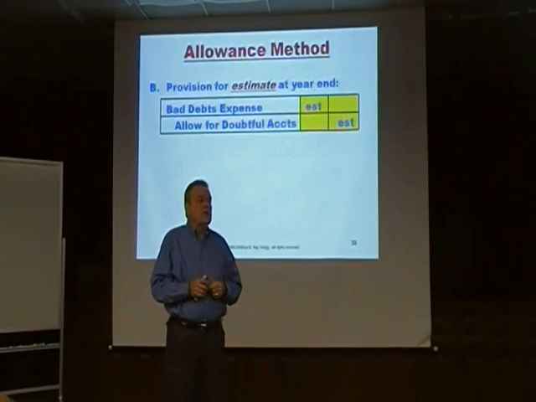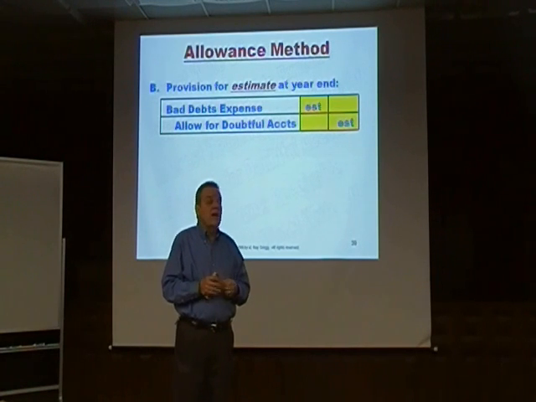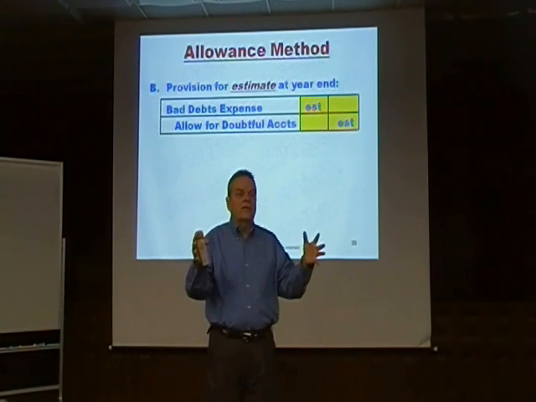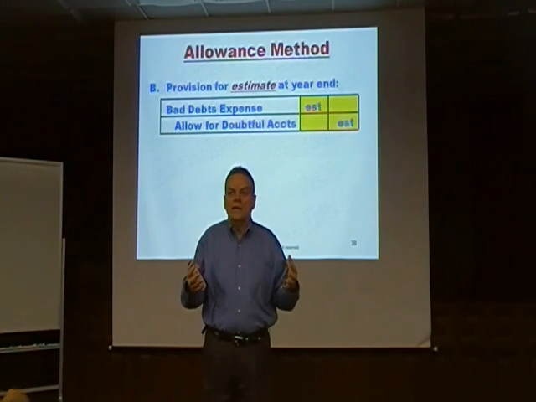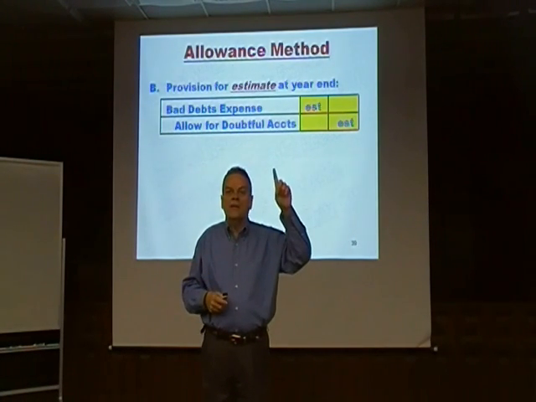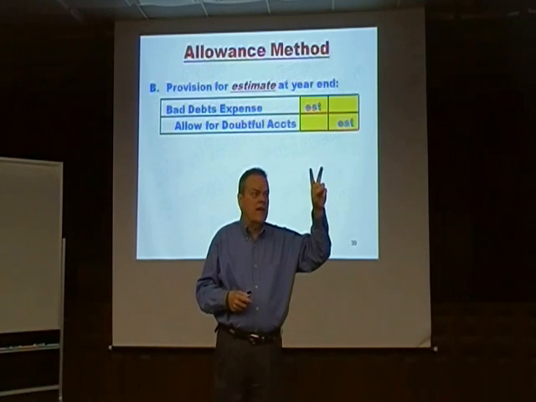This is the most important journal entry we'll make this week. There are several journal entries we need to learn. None is more important than this one. This is what gets the ball rolling. We're going to have an income statement benefit and a balance sheet benefit because of that.